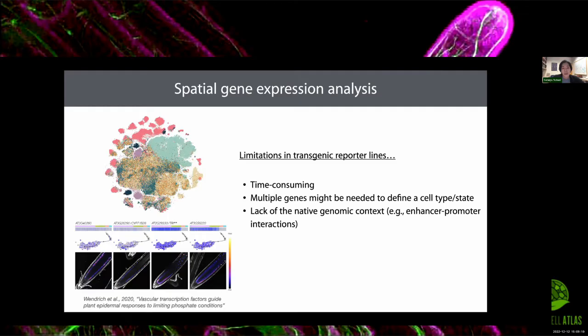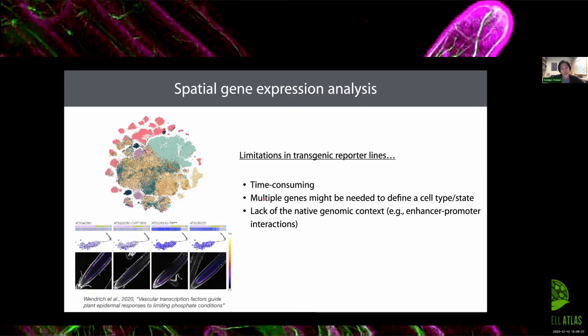Well, the first limitation is that generation of transgenic lines is time consuming. It takes months, and it might be okay for a couple of transgenic lines, but if you have hundreds of clusters with many hundreds of candidate marker genes to validate, it's going to be a daunting task.